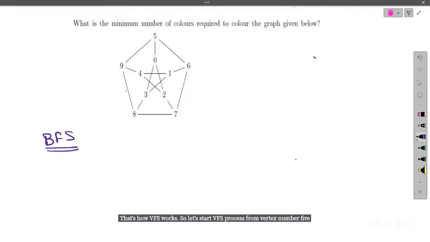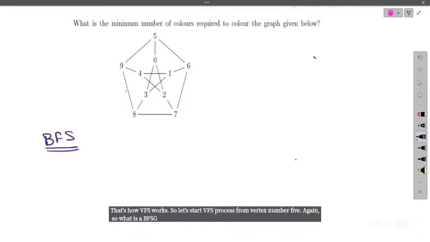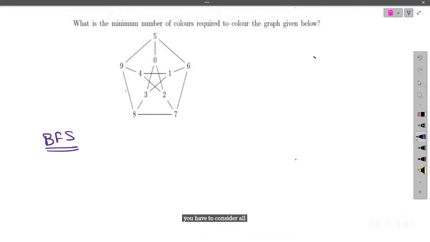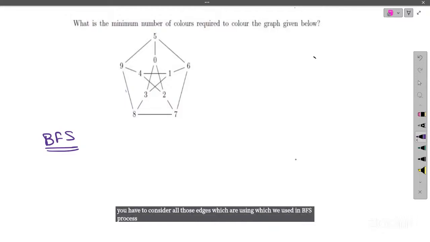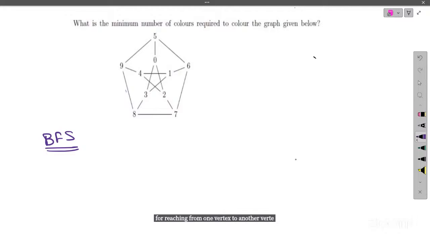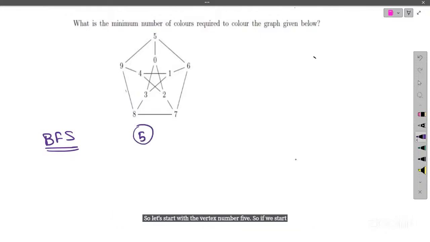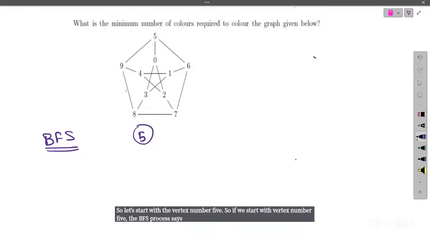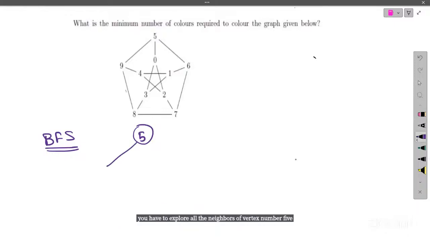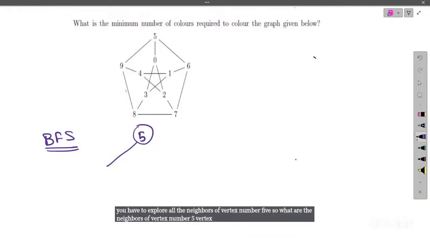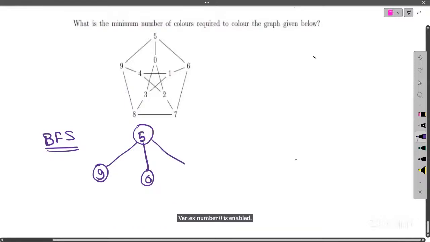So what is a BFS tree? A BFS tree means you consider all those edges which we used in the BFS process for reaching from one vertex to another, select all those edges, and form a tree. So let's start with vertex number 5. The BFS process says you have to explore all the neighbors of vertex number 5. What are the neighbors of vertex number 5? Vertex numbers 9, 0 and 6 are the neighbors. So these are the 3 neighbors of vertex number 5.